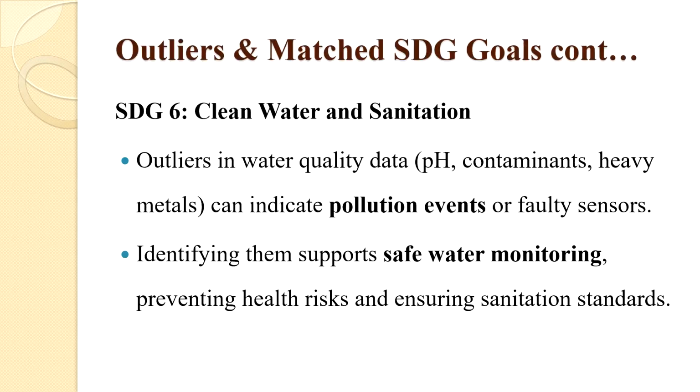Then outliers are matched with SDG goal 6, that is clean water and sanitation. Outliers in water quality data, that is pH, contaminants, heavy metals, can indicate pollution events or faulty sensors. With the help of the outlier values, we can improve the quality of the water. Then identifying them supports safe water monitoring for preventing health risk and ensuring sanitation standards.